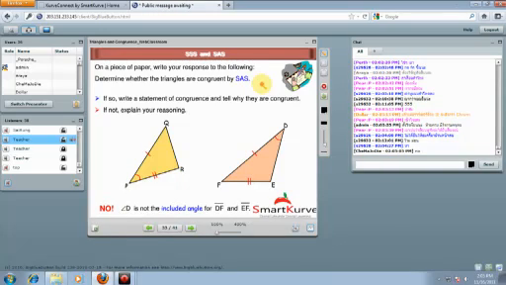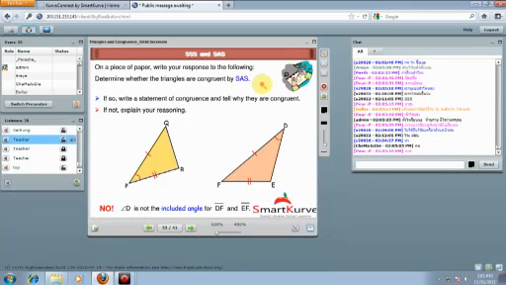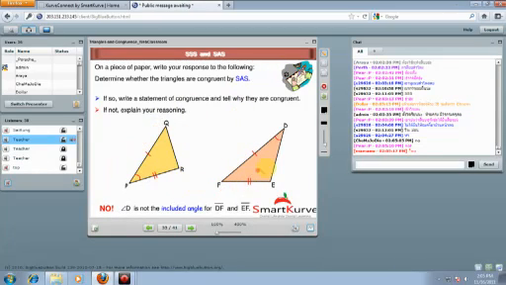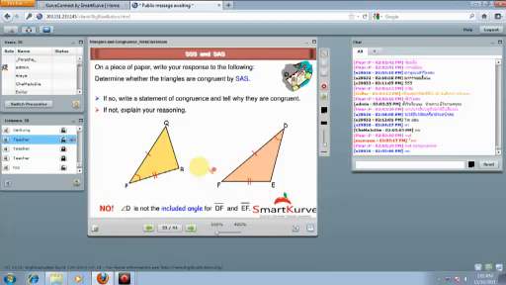If you said no, they are not congruent, or if you saw it, perfect, two of you did. Thank you. They are not congruent because although QP and DF are congruent, and side PR and side FE are congruent, angle P is an included angle, but angle D is not an included angle. Because angle D is not included, side angle side does not apply, and they are not congruent triangles.